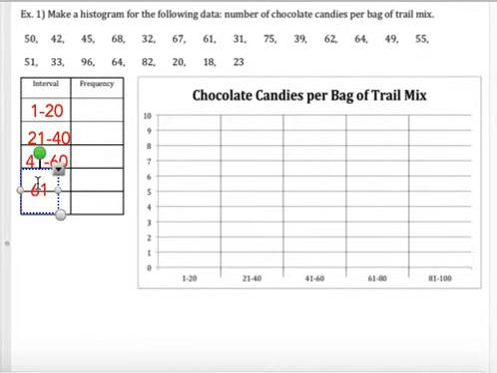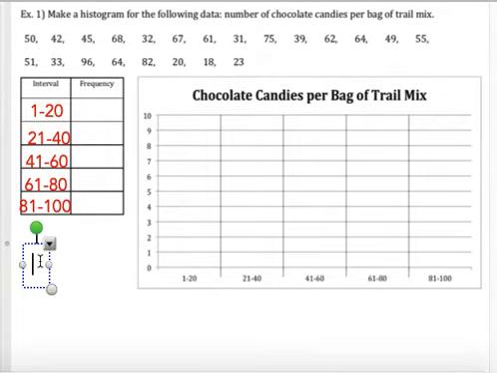as you get the data out of the list. So I'd simply look at my list here. The first number is 50. I'd place a tally in the corresponding box, and then I would cross it off of the list.